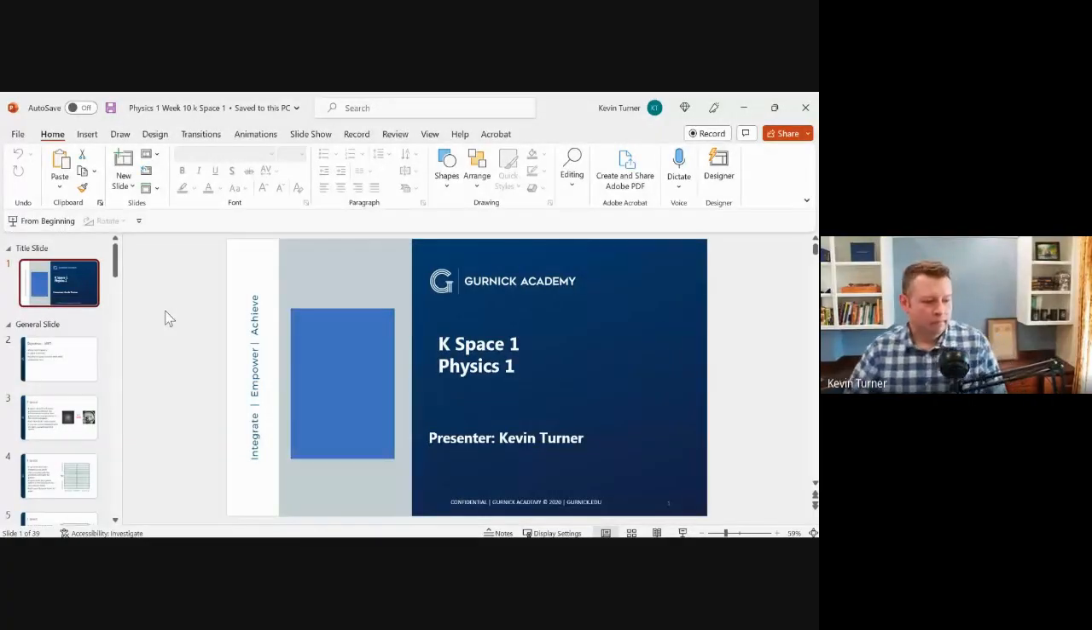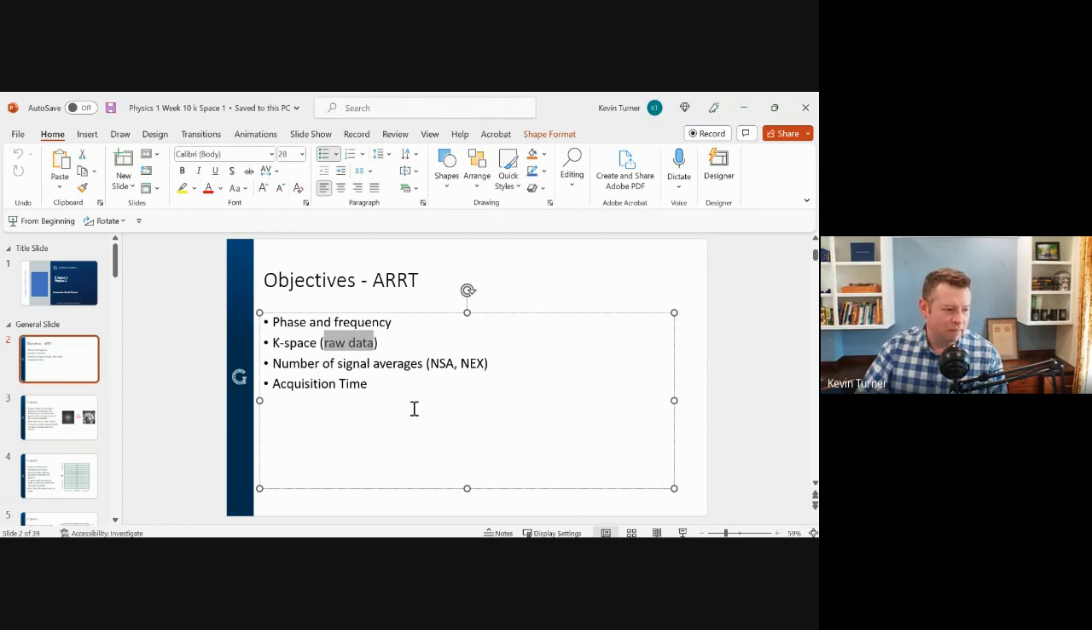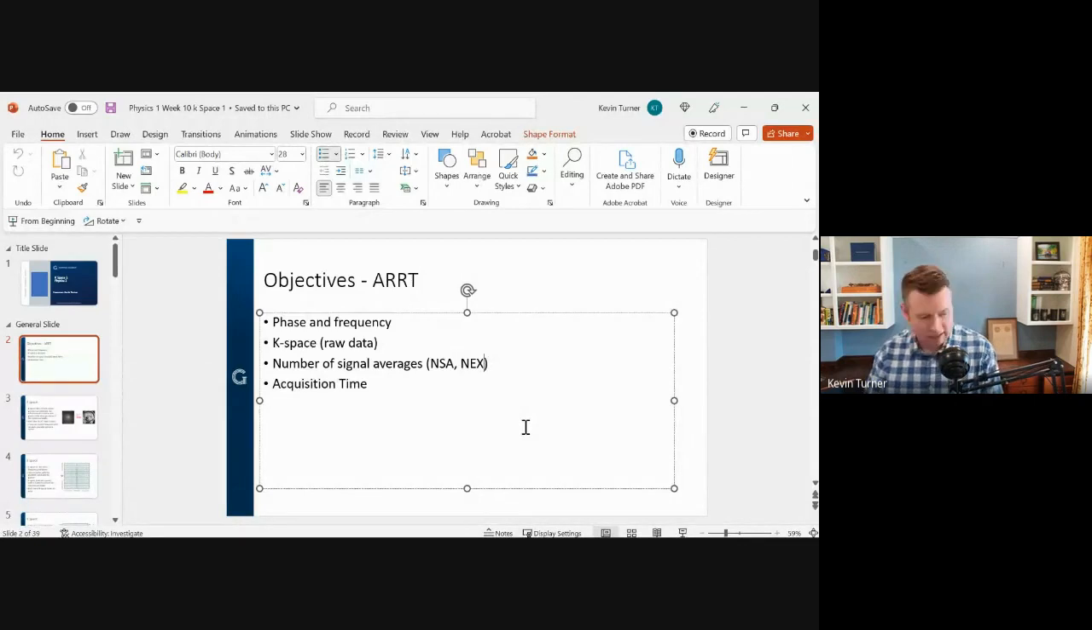Well, let's get into the lecture. All right, K-space 1, Physics 1. So the ARRT objectives we're going to talk about today. We're going to talk about phase and frequency. We're going to talk about K-space, which is the raw data of an image. We're going to talk about NSA, or number of signal averages. They're called NSA, NEX. I think Hitachi calls them number. And I know they're also just called averages by a lot of people. They're all the same thing. We're going to stick with NSA because that's what the ARRT likes. So we're going to stick with the term NSA.